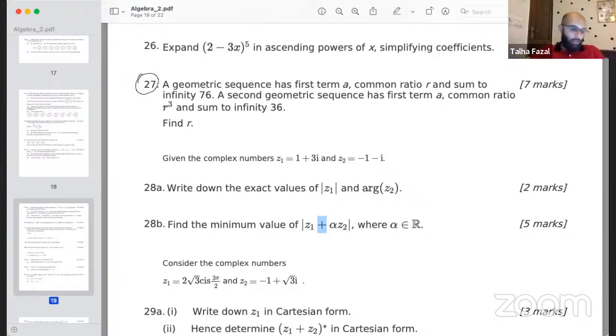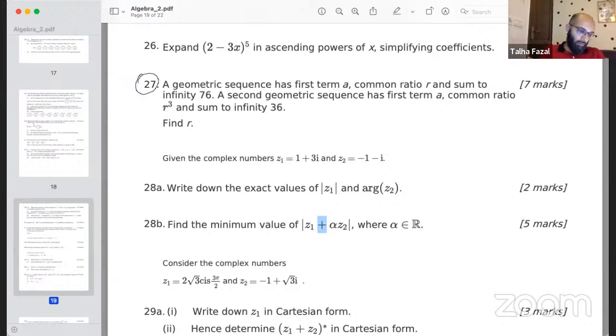All right, now let's try and solve this question, which is fairly challenging for most of you. So over here, he has given us a geometric sequence which has the first term as a and the common ratio as r, and the sum to infinity is given to us as 76. So this is information that we have to use. The second geometric sequence has the first term a and common ratio r cubed, and sum to infinity as 36.